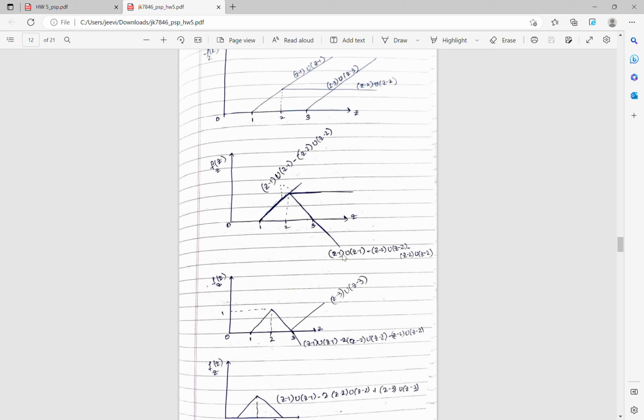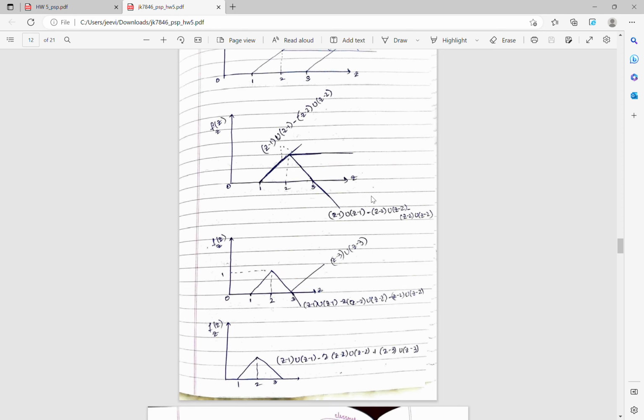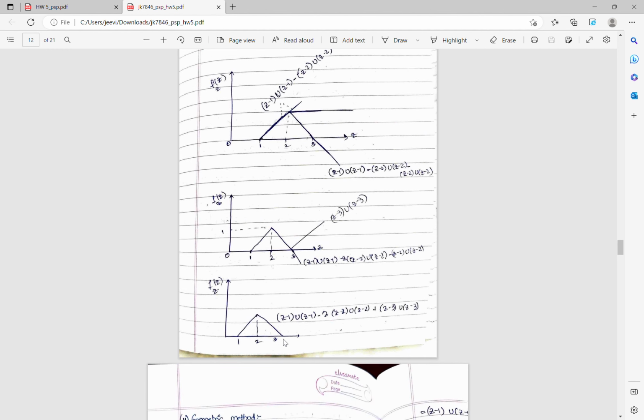Now this part line equation will be z minus 1 into u of z minus 1 minus z minus 2 into u of z minus 2 minus z minus 2 into u of z minus 2. But this is, however, still not the equation that we want. Now let's check if it will be valid if again from 3 the value is increasing. But this is also not the equation. Therefore we will stop it at z is equal to 3 and make sure that it will not go beyond.